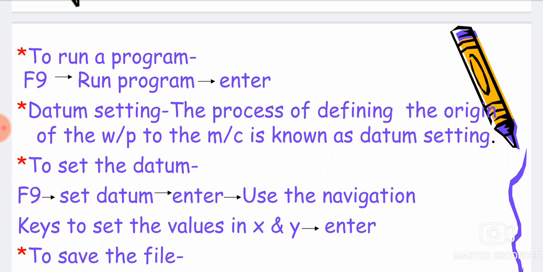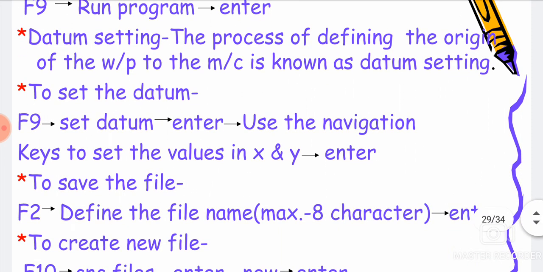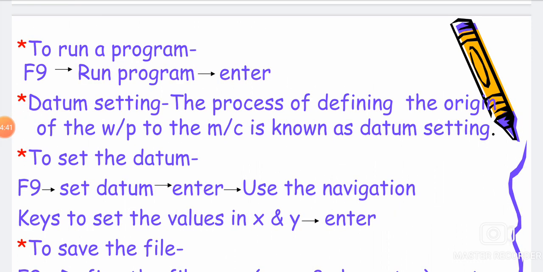Datum setting. The process of defining the origin of the workpiece to the machine is known as datum setting. To set the datum, F9 set datum, enter. Use the navigation keys.